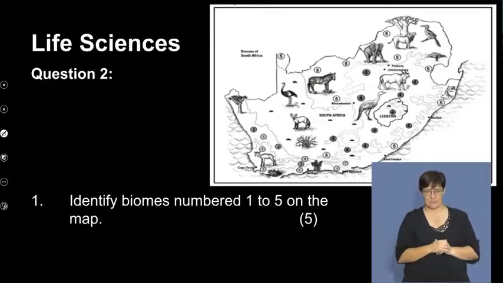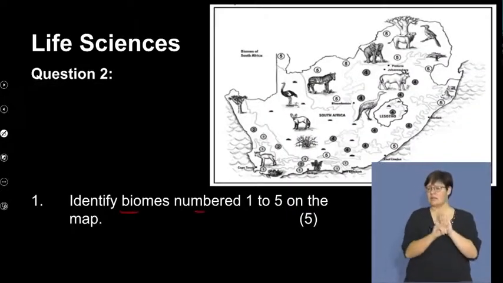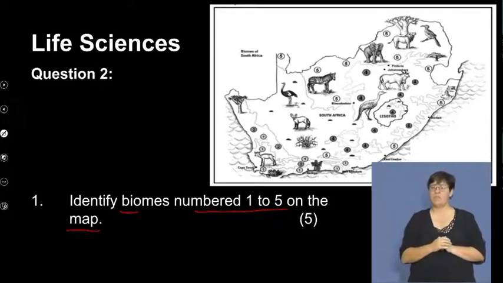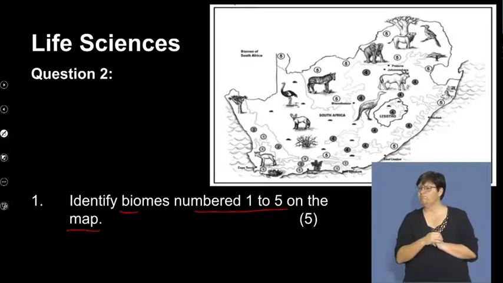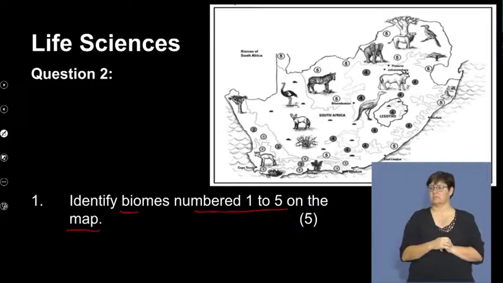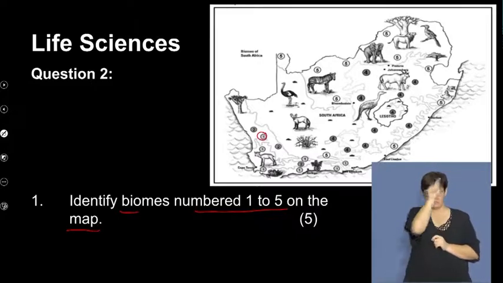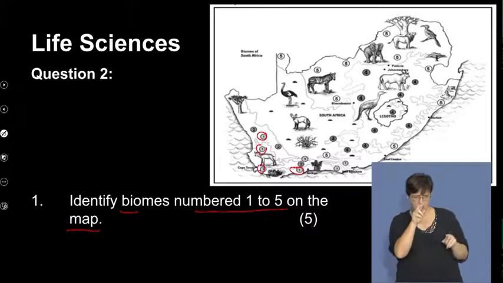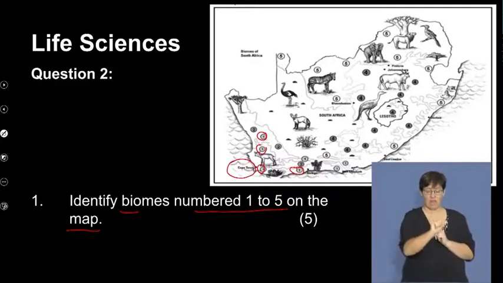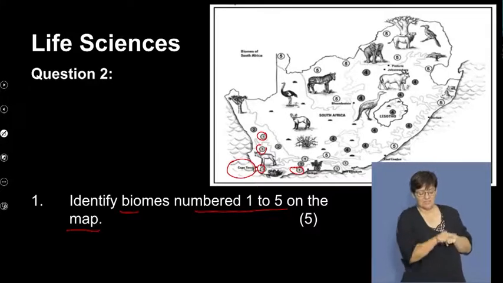So the first question, we've got to identify biomes numbered 1 to 5 on the map. As I mentioned, if we go back, we can see that these biomes have been illustrated and outlined on the map. Let's try and find biome number 1. Biome number 1, I'm going to circle that out for you, is in these areas here. I'll give you a little while to process that information. What's important is that you recognize the location of this area. So here we are in the southern tip of South Africa. Here you can find Cape Town, and you can find these areas here that are highlighted with that area 1.